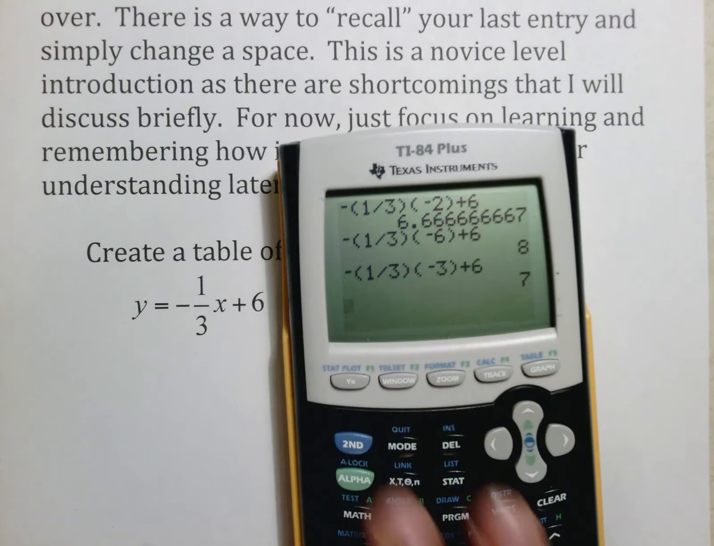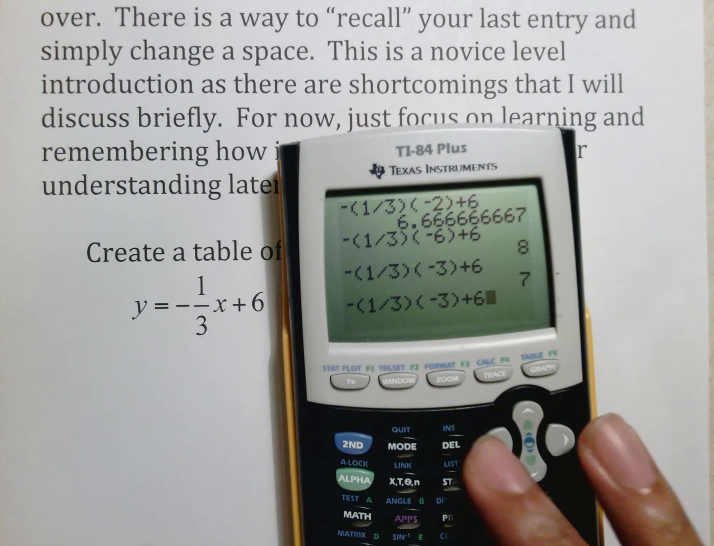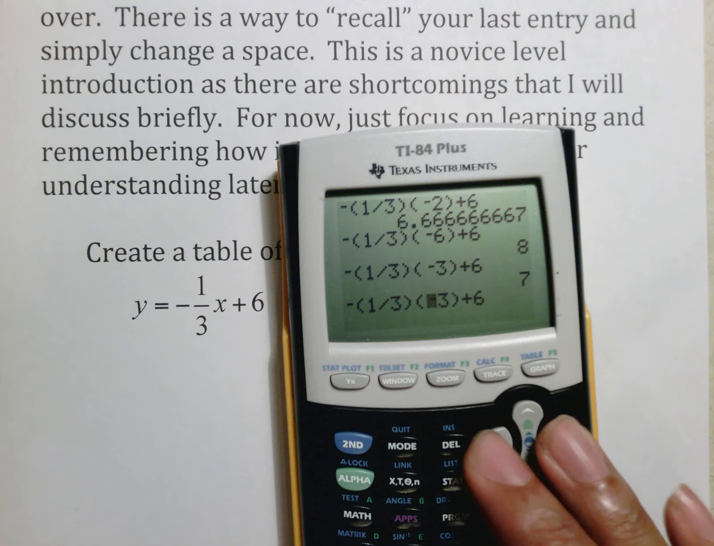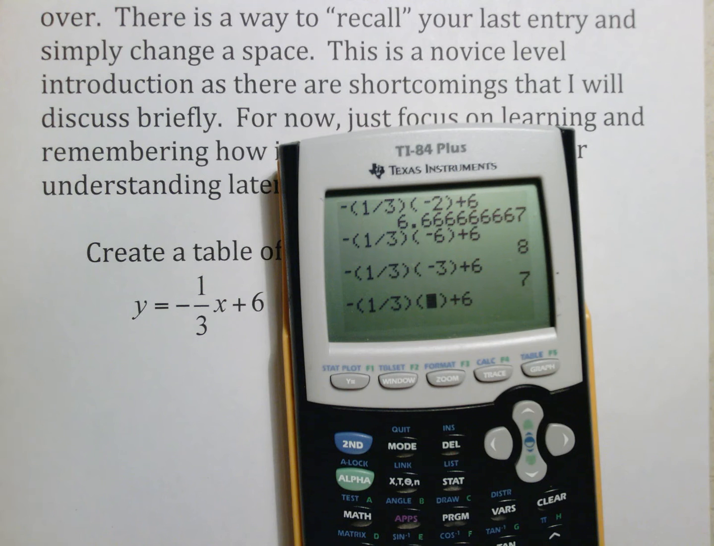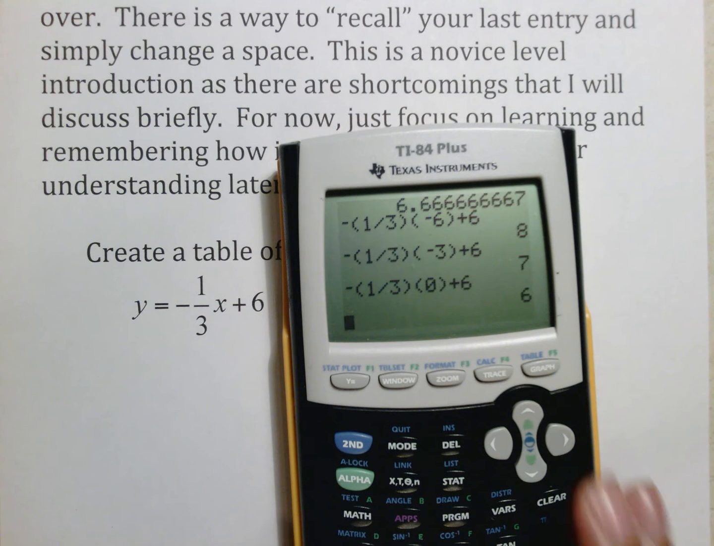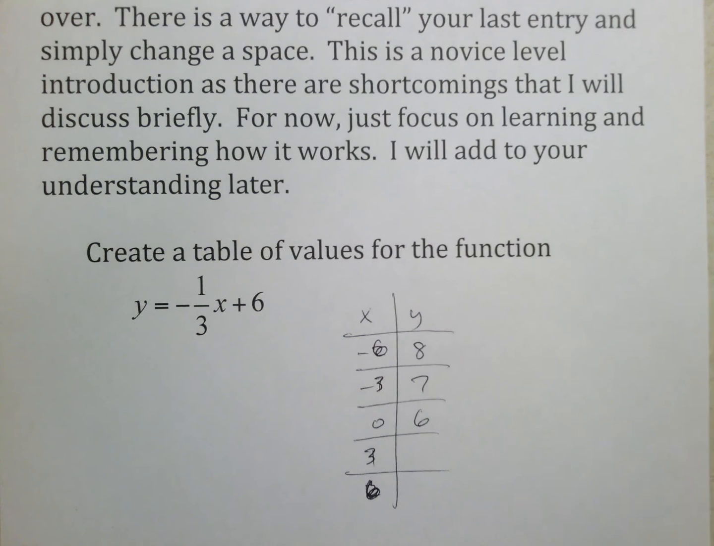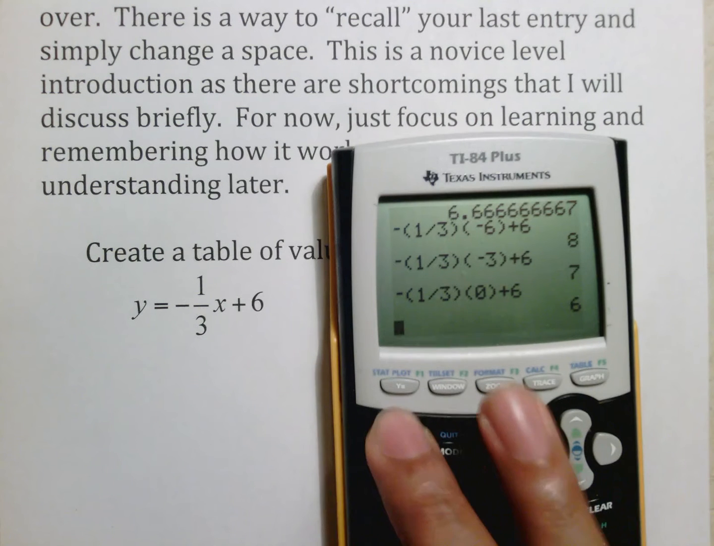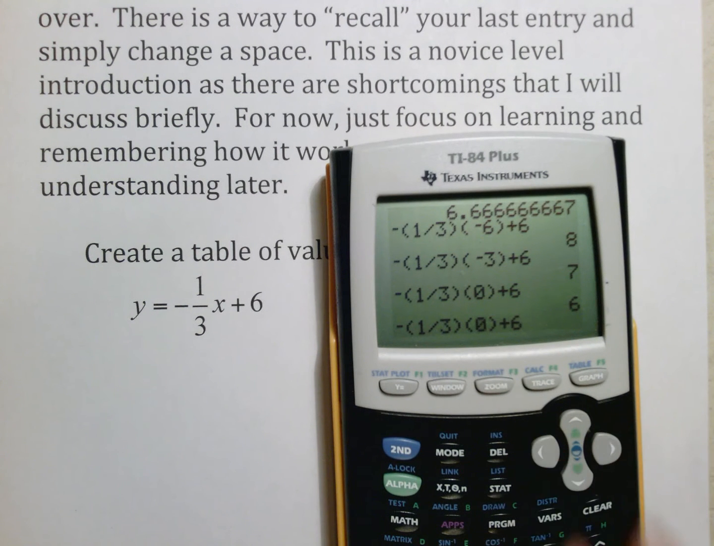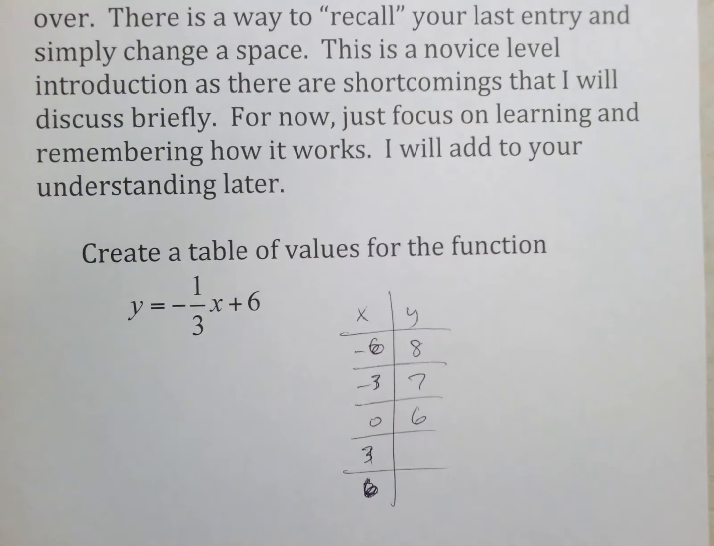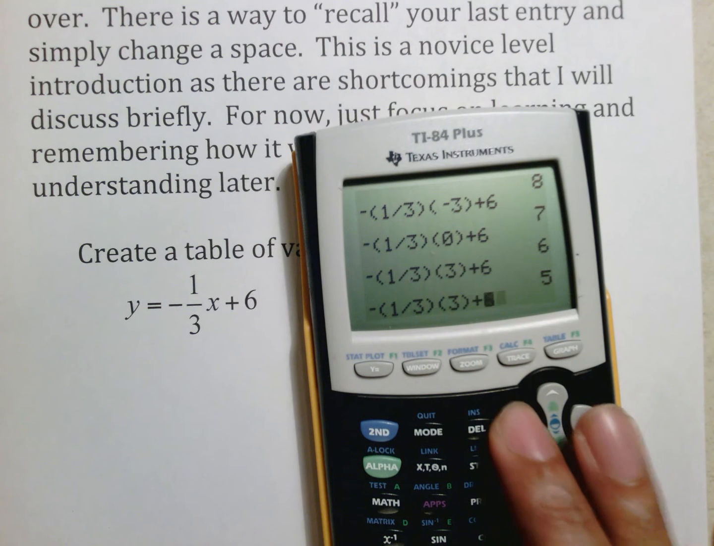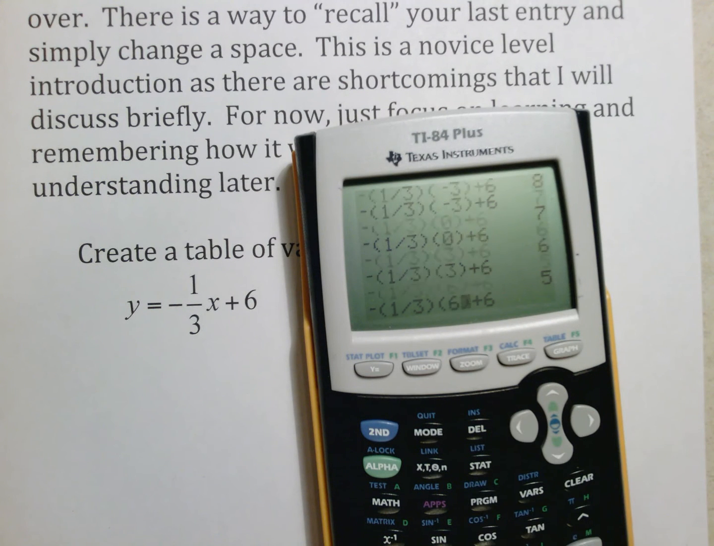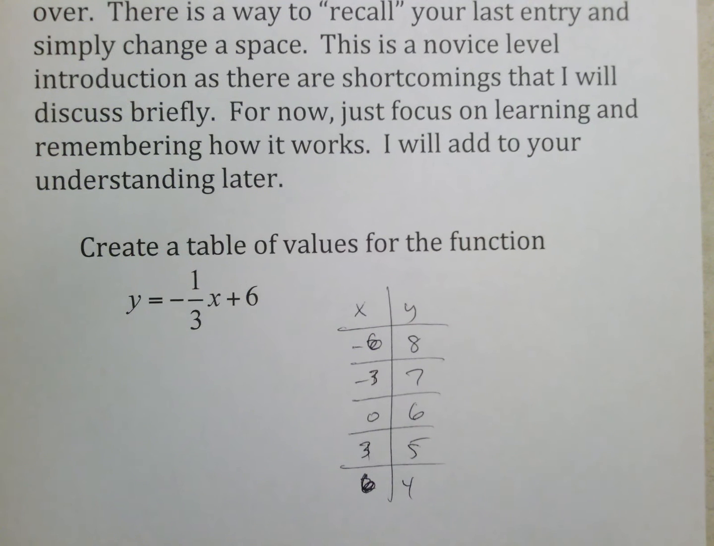Same thing, I go here, I hit second enter, your screen pulls it up. What I can do now, because I don't want this negative, is I can highlight over the negative and delete it, hitting the DEL button, and then turn 3 into a 0, and that gives me my next number. I can then again second enter to recall it, go back to the 0 to make it a 3, which gives me my next answer, and then same thing, second enter, go back to the number that you want to change, turn that into a 6, which gives me my last answer. So again, use this to your advantage, especially whenever you have a whole lot of things to enter.